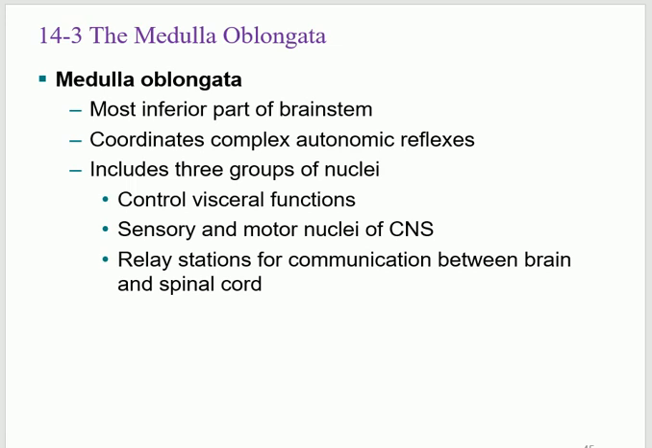Number two, this is the one that I just mentioned here. It's a relay station or communication between the brain and the spinal cord because it's the lowermost one. And this goes without saying: if you know the location, you know the first function. But it is controlling the visceral functions, containing nuclei for the visceral functions, and coordination of the autonomic reflexes. Visceral functions, controlling visceral functions, and reflexes, autonomic reflexes.